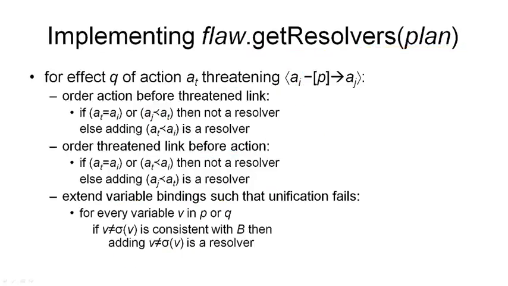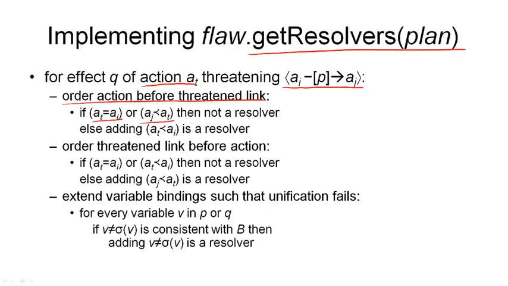Now let's look at the case where we have an action AT that is threatening a causal link AI to AJ protecting proposition P. And let's see how we can get resolvers that remove this type of flaw from our partial plan. For an action to be a threat to a causal link, it must be at least potentially in parallel to that causal link. So one way to remove this type of flaw is to simply order the action either before or after the causal link. And we can order the action before the threatened link under two conditions. The first one is that the threat must not be the provider, and the second is that it must not be already after the consumer.